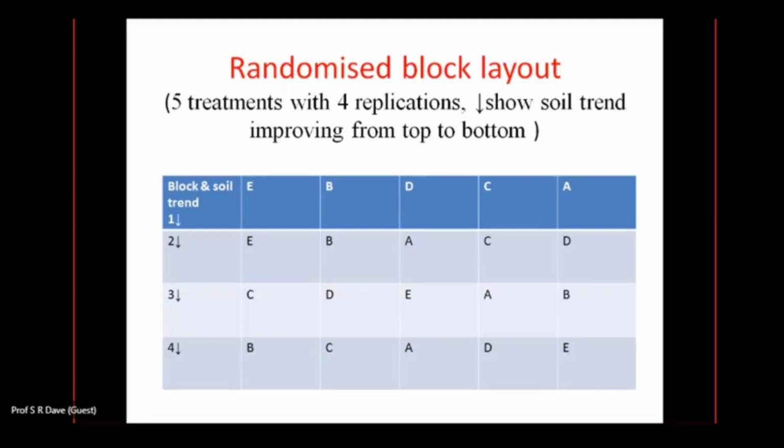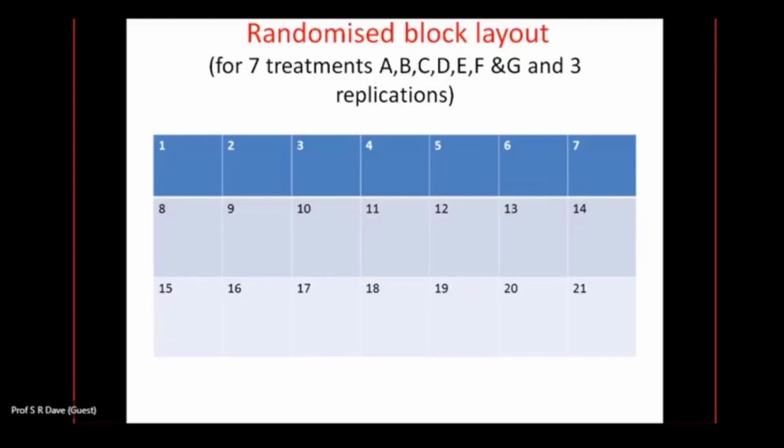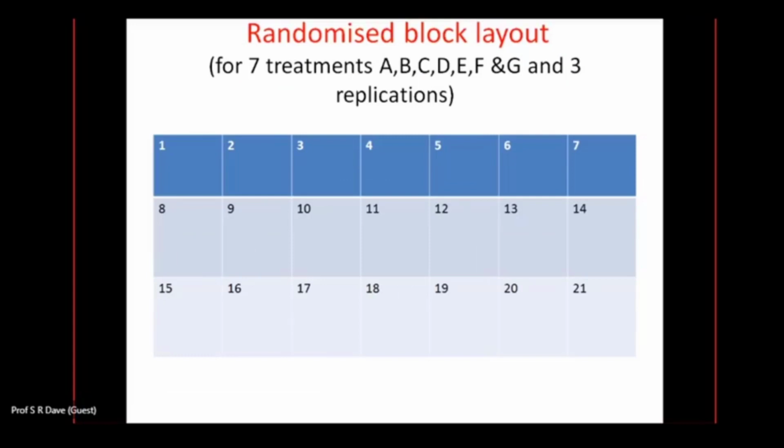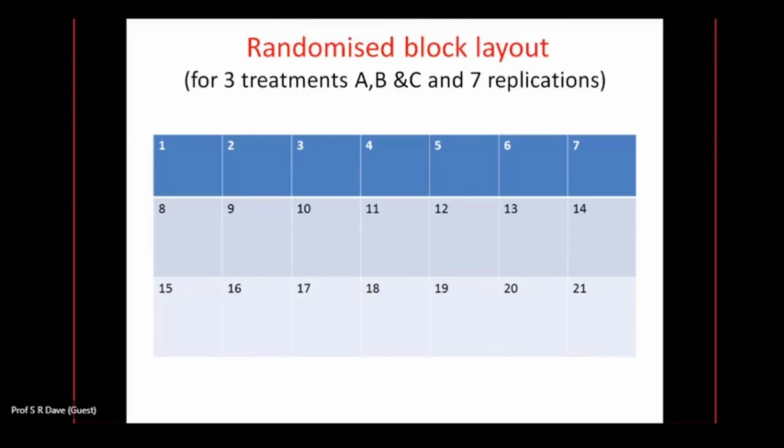Now the design will say how I am performing these experiments. For a randomized block, suppose I want 7 treatments A, B, C, D, E, F, G, and I have only 3 different types of block, then I can replicate it 3 times. So this one is an example of a randomized design. This is also an example of a randomized design. Then for randomized block designs, 3 treatments A, B, C and 7 replications, that is shown here.